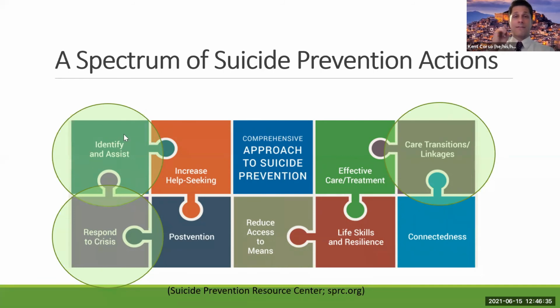So we're good at having that crisis line or the crisis hotline, the crisis lifeline. We're good at that. We're good at sending EMS, fire, rescue to do welfare checks. So those identify and assist, responding to crises and the care linkages, we're pretty good at that stuff. Okay. Obviously we're not perfect. But what we're kind of stinky at are these other six things, right?